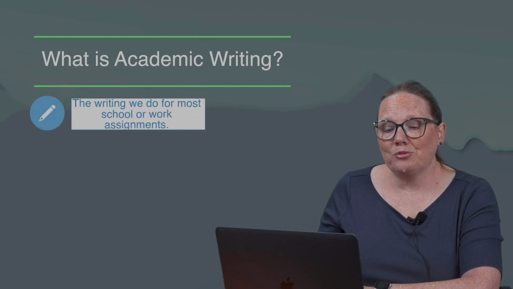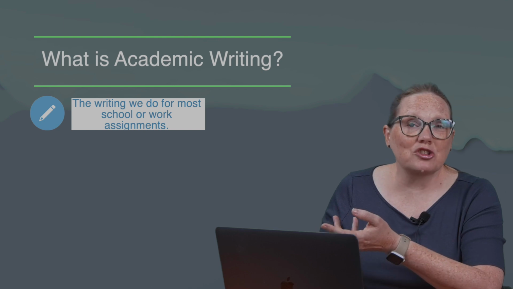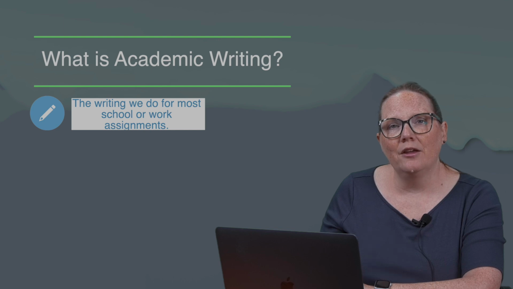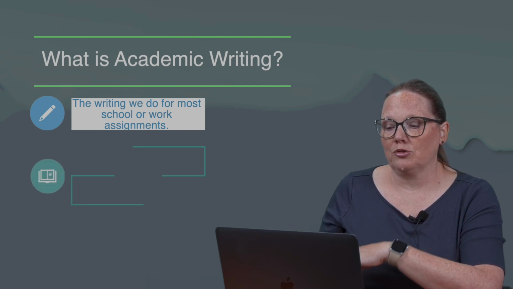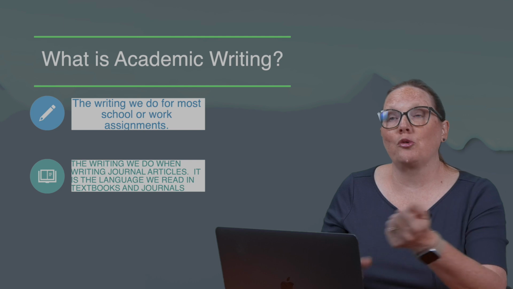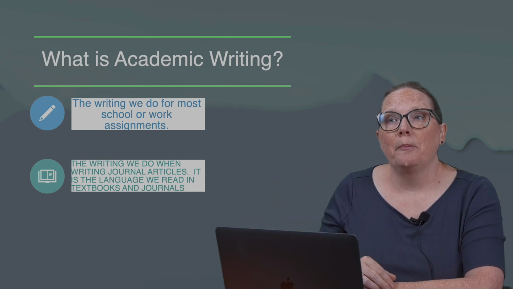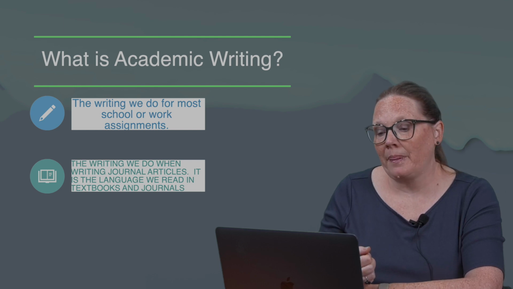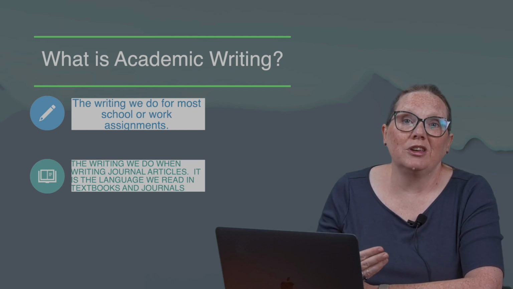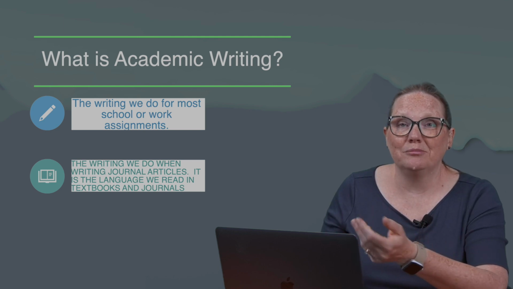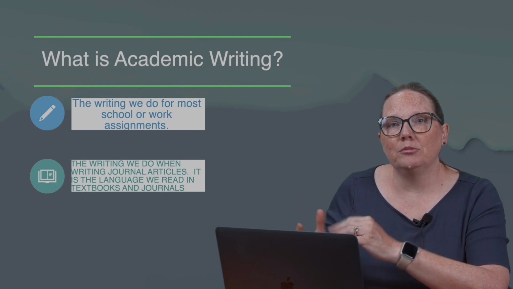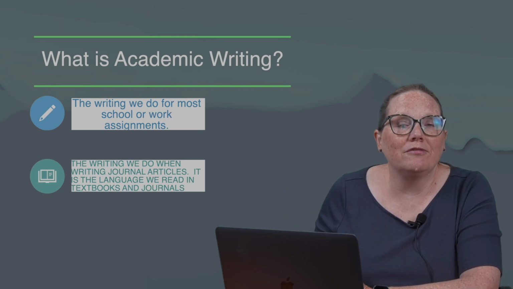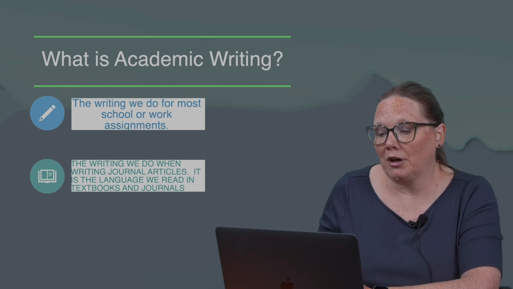Well, it's the writing we do when we're in school, but it's also the kind of writing we often do in our jobs. So if you are going to write a journal article, you're going to give a presentation, maybe you're going to write a letter to the editor of a newspaper, or you're going to read. Maybe you're reading a textbook, maybe you're reading a history book. All of those things are examples of where you would find or need to use academic writing.